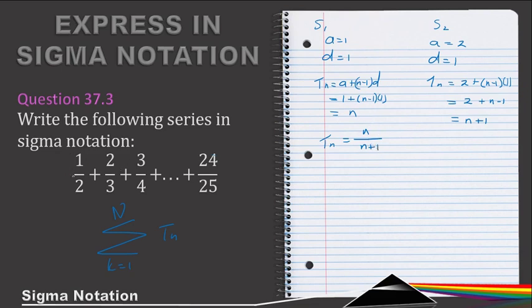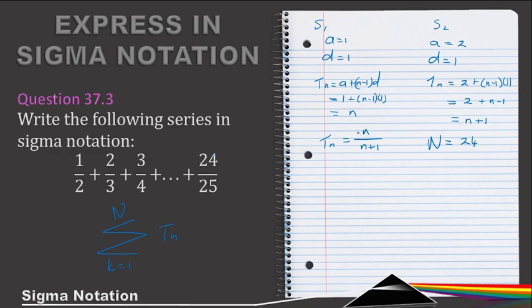You could have actually seen this: for the first term it's 1, for the second it's 2, the third is 3, so n is the general term. Otherwise, just follow these procedures. Now to get the number of terms, we can see it goes up to 24, so our big N value is just going to be 24. Even for the denominator, if I substitute the 24th term, I get 25.